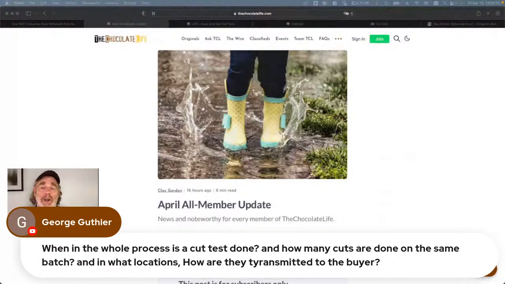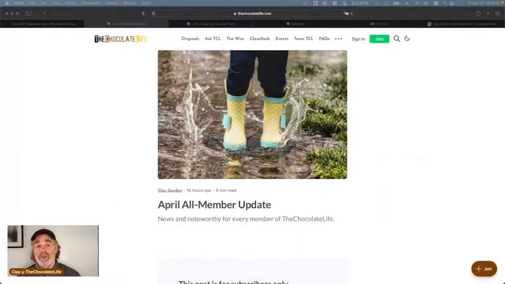But the important thing is that either you or your broker are responsible for testing the beans at the port of origin, right? And when you buy beans, what you want to do is ask, did you do a cut test when the beans arrived? And hopefully they say yes. And then you want to get a cut test when you get them, and compare what you got with what they sent to make sure that they match.